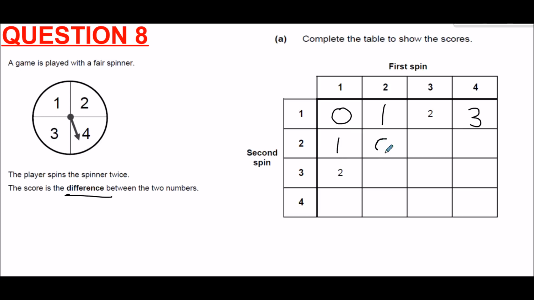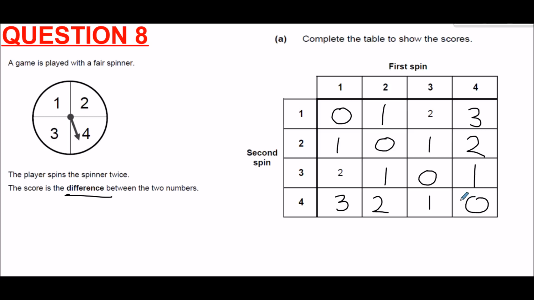If they both got 2, that's no difference. This one would be a 1, and 4 take away 2 would be 2. If the second spin was a 3 and the first was a 1, 3 take 1 is 2. 3 take away 2 is 1, that's 0. And this one would be 1, because 3 is 1 bigger than 2. And finally, for the final row, it would be 3, 2, 1 and 0.